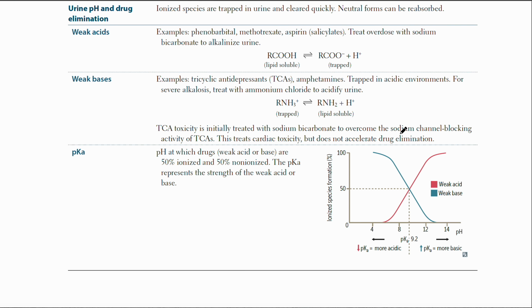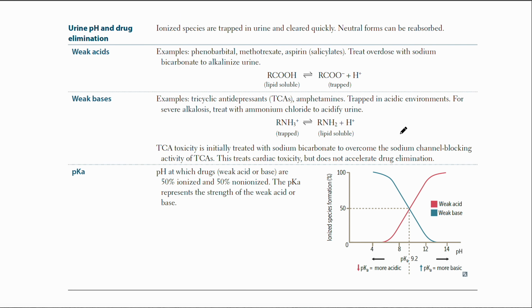Let's talk about urine pH and drug elimination. How does urine pH affect drug elimination, and for weak acidic drugs or weak basic drugs, what should be the environment of the urine to get the maximal excretion of those drugs, right?